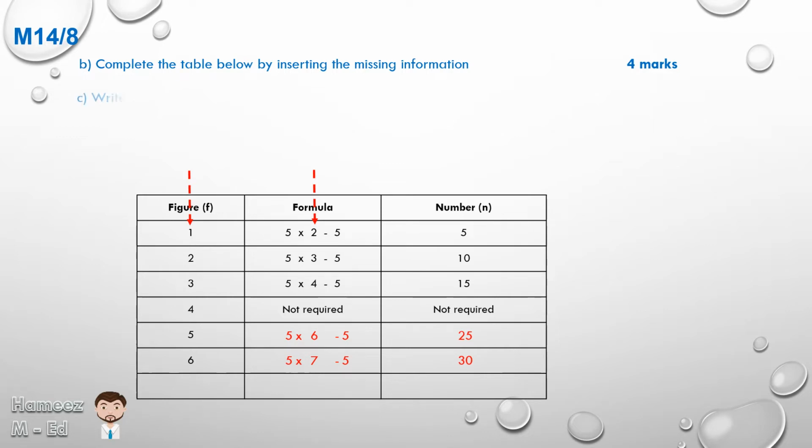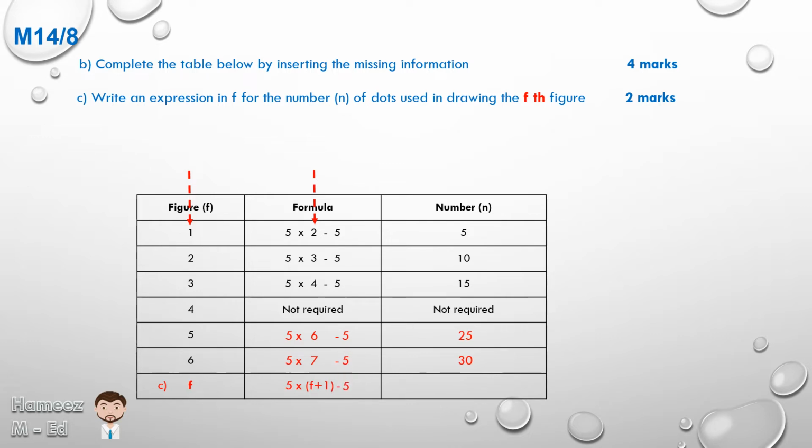Now, part C. Write an expression in F for the number n of dots used in the F diagram, or the F figure. So, I've put in an extra row and I'm doing it right here. So in part C, where we have F, following the pattern, the first number will be 5 times, and what goes there? Whatever we had in figure F, in the first column, we add 1 to it. So it will be F plus 1 in brackets minus 5. And that will give us n, the number of dots.